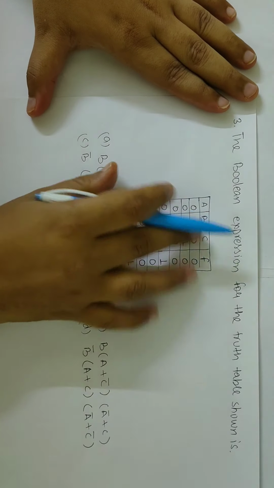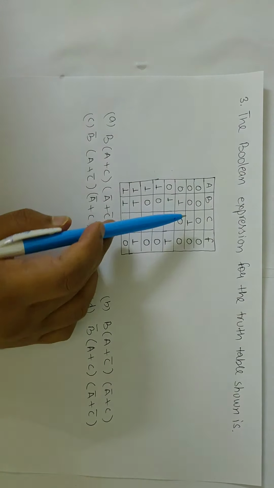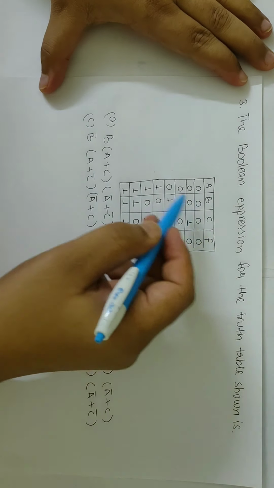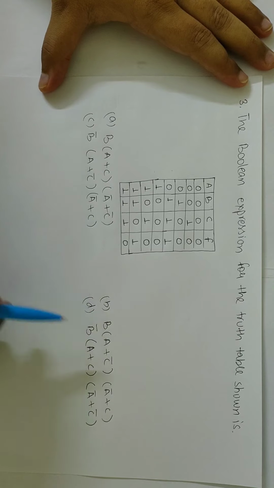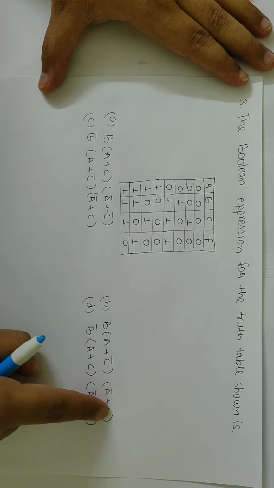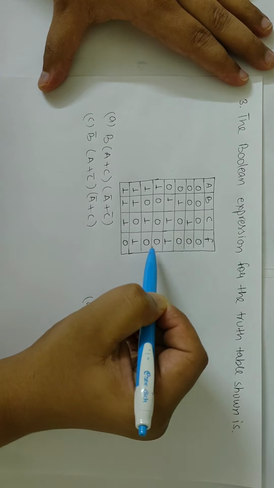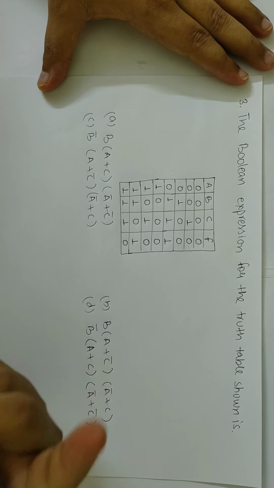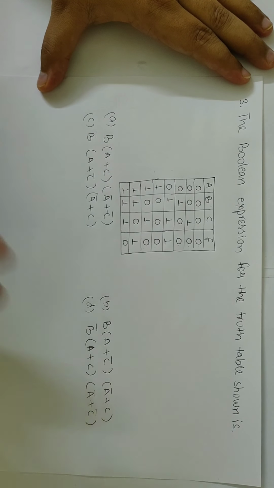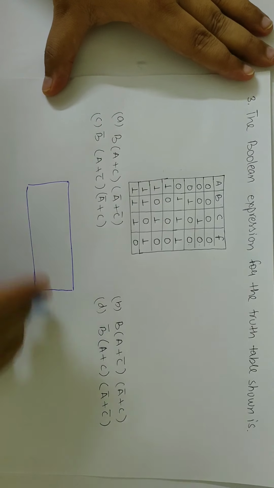In the third question, a Boolean expression for the truth table is asked. This is the truth table. Now he is asking what will be the Boolean expression. By the options we can say that this is in POS form, product of sums, and we know that in POS form we collect 0s only, whereas in SOP form we collect 1s. So here the answer is in POS form, that's why I am collecting only the 0s.